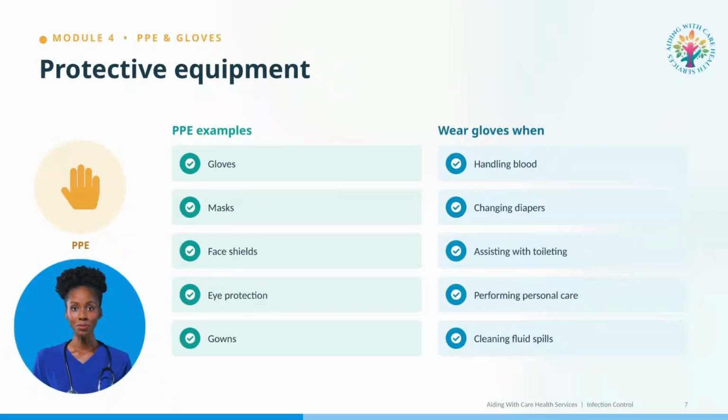Personal protective equipment, or PPE, is crucial for infection control. Examples include gloves, masks, face shields, eye protection, and gowns. Wear gloves when handling blood, changing diapers, assisting with toileting, performing personal care, and cleaning fluid spills to ensure safety and hygiene.